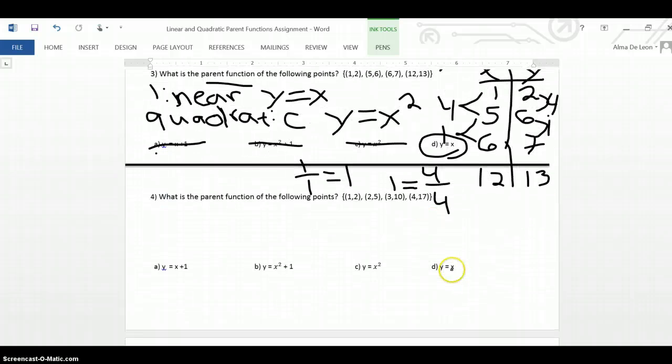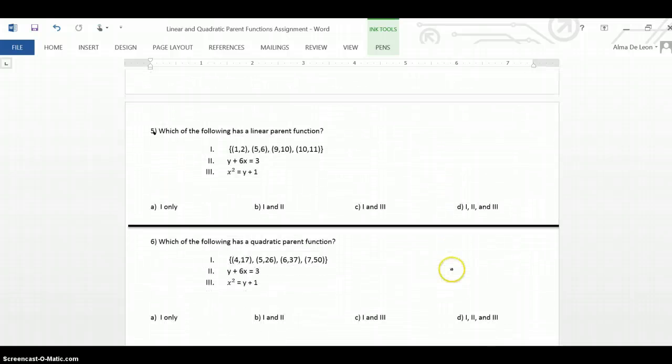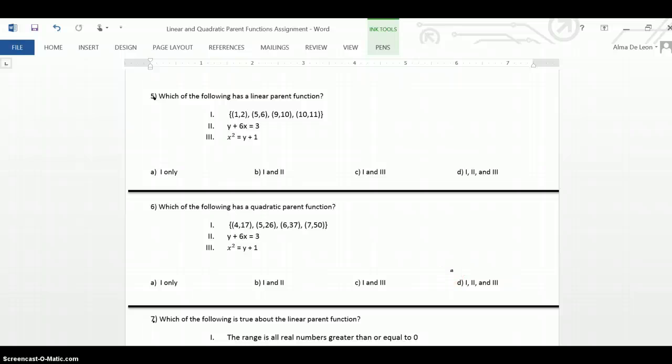Number 4 is very similar to number 3, so I'm going to skip it. Number 5. Which of the following has a linear parent function? So on this one, I actually have to look at all my 3 answer choices. I need to start by drawing myself a table because I'm given points.